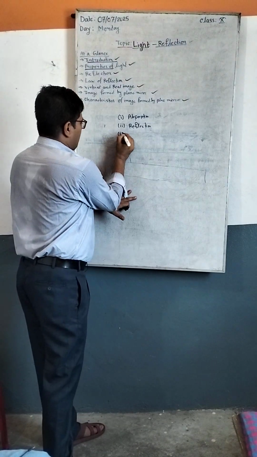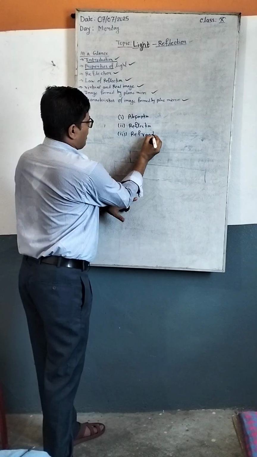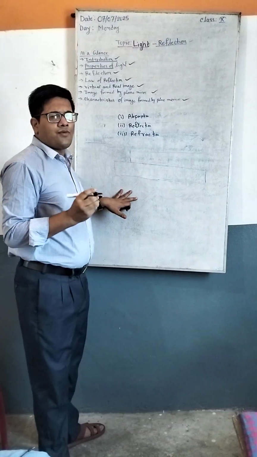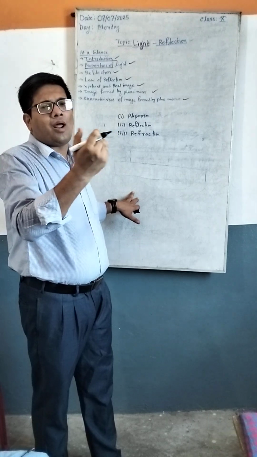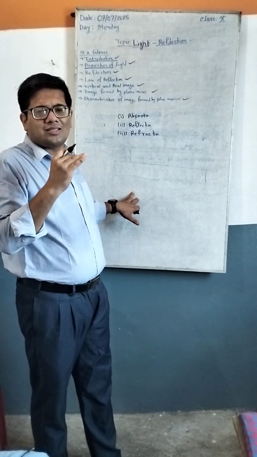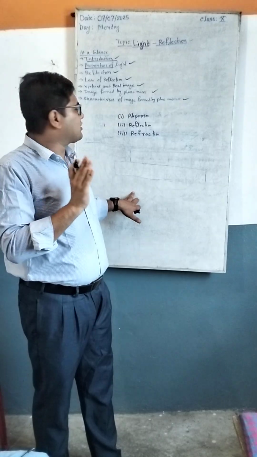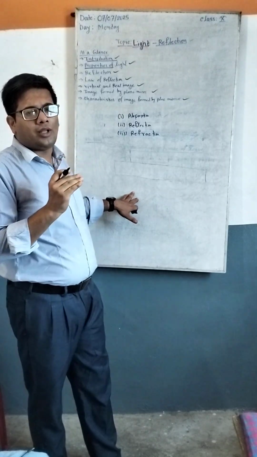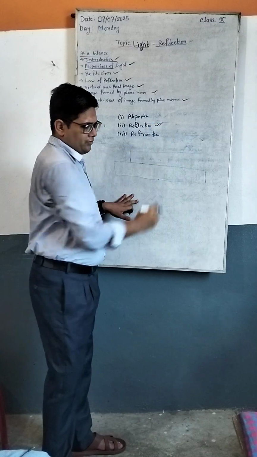And the third one is refraction. What is refraction? Refraction is the process when light travels from one medium to another medium, and the light bends towards the normal. It is called refraction. But today we are going to discuss only reflection.